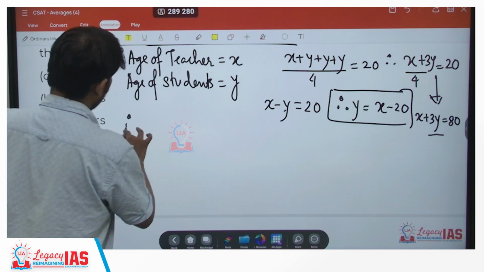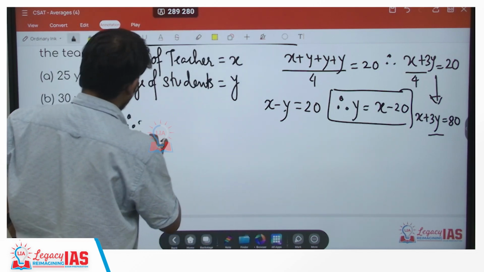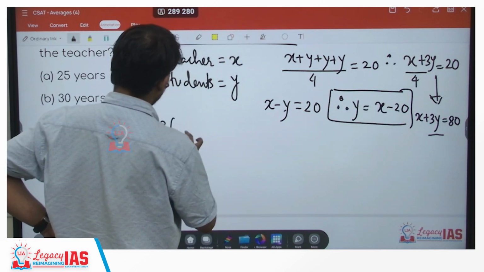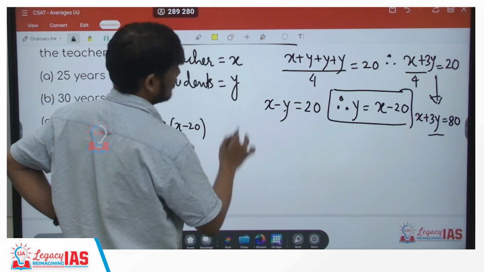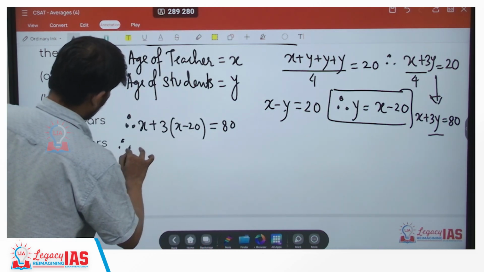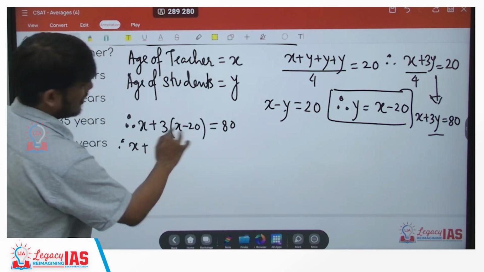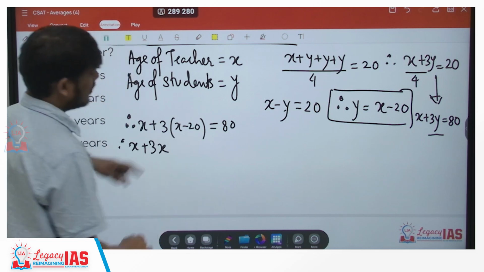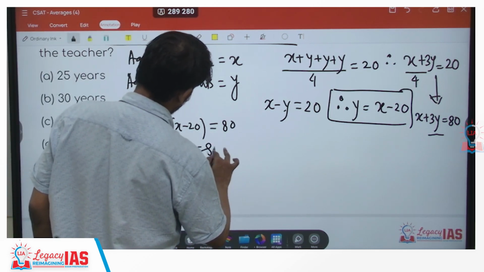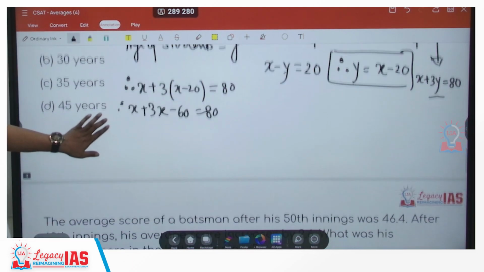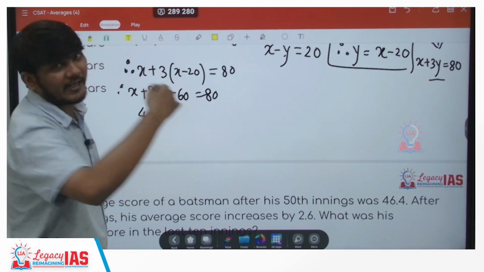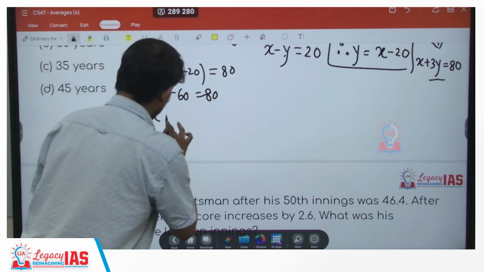So therefore, this equation turns to what? X plus 3 into Y. Y is X minus 20. X minus 20 equals 80. Therefore, X plus 3 into X is 3X. 3 into 20 is 60 with minus sign. Minus 60 is equals to 80. So X plus 3X is what? 4X. 60 goes this side, becomes positive. 80 plus 60 is 140.